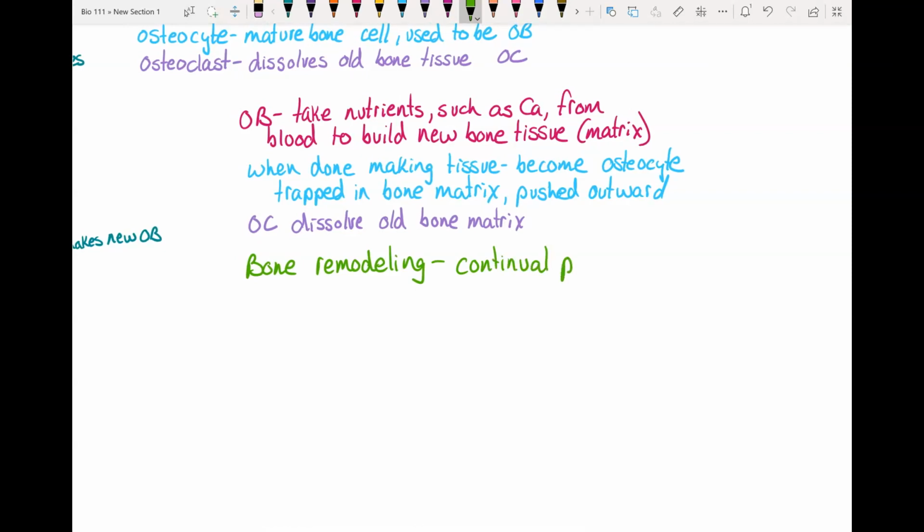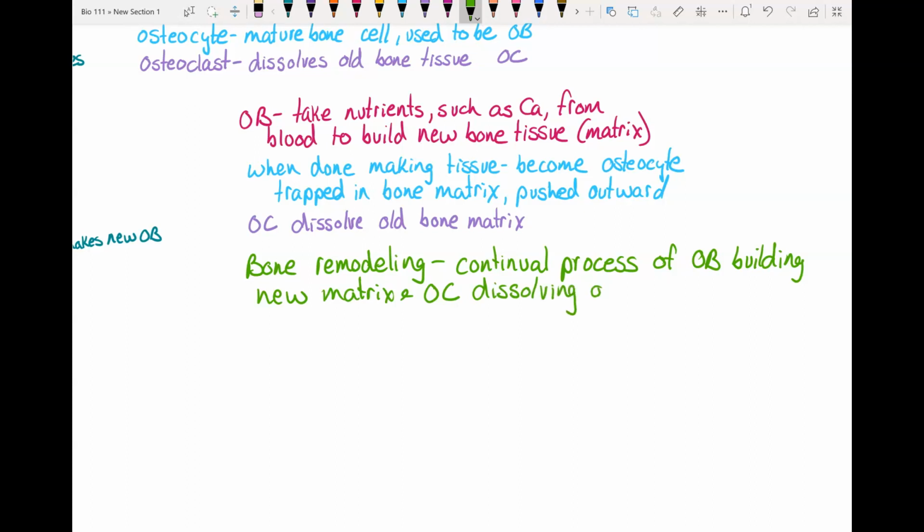So it is the continual process of the osteoblast building new matrix and the osteoclast dissolving the old matrix. Now let's think about this in context of the body. Let's put some implications to it.